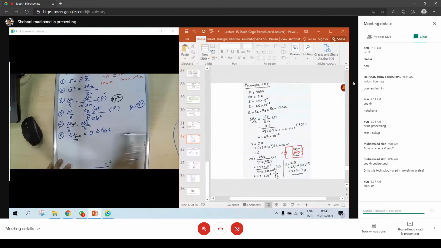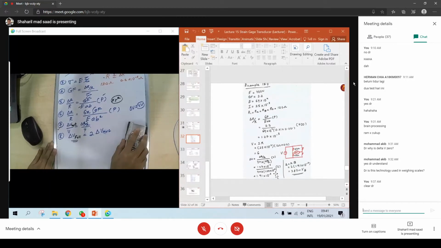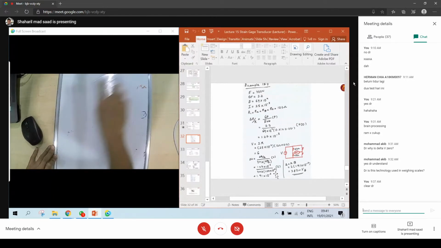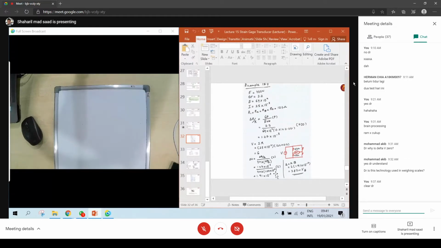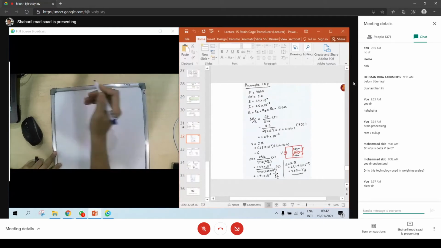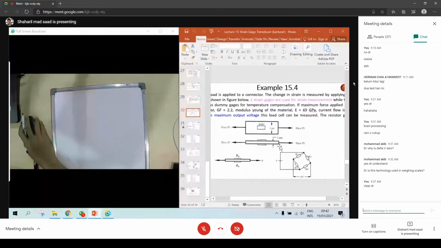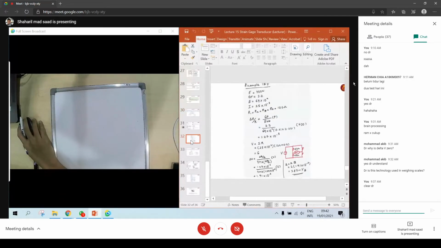So right now, maybe I can delete all this first. Example 5.4. So this one is like your load cell. If you look carefully, this is like your load cell. So this is your object. You push there, it's like your load cell. It's not a bending load cell.